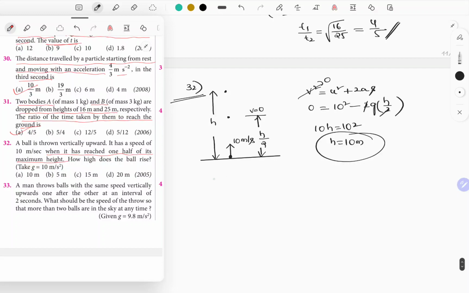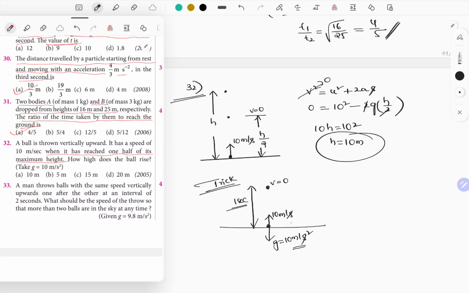Okay, keep it aside. Look at the trick that I'm going to explain. Whenever any object is thrown vertically upward with 10 meter per second, what is the maximum height that it can reach? Final velocity is equal to zero. As acceleration due to gravity, g is equal to 10 meter per second square, acting in the opposite direction to the motion of the body, within 1 second this object comes to rest. Then we have to find this 1 second distance, because the velocity of the object decreases by the magnitude of acceleration for every 1 second.